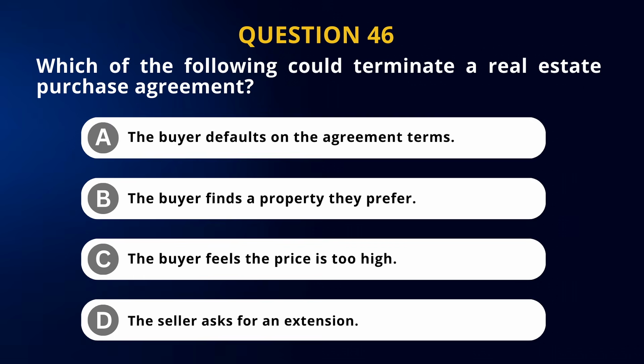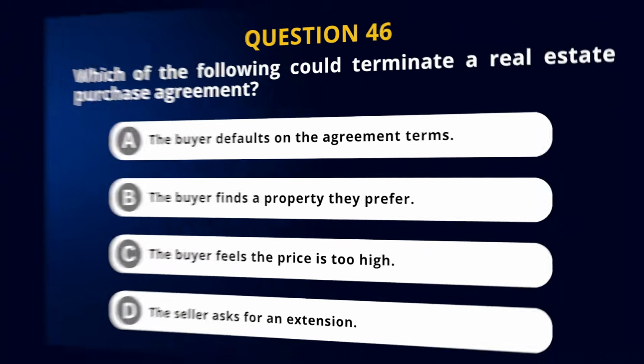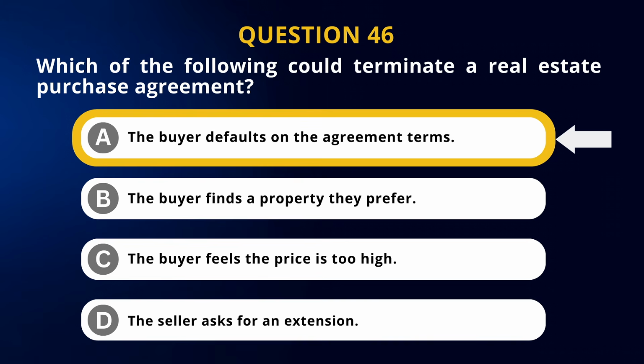And the answer is letter A, the buyer defaults on the agreement. So the question is asking us which of the following could terminate a real estate purchase agreement. And a buyer defaulting on their agreement terms likely could terminate this contract.